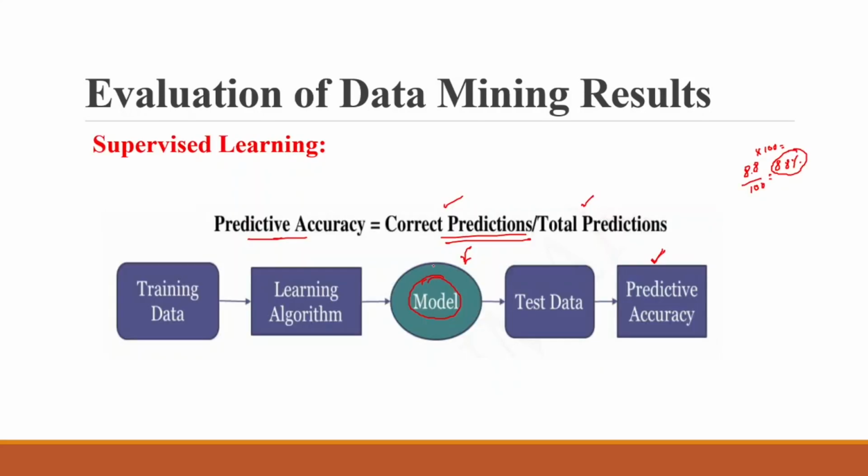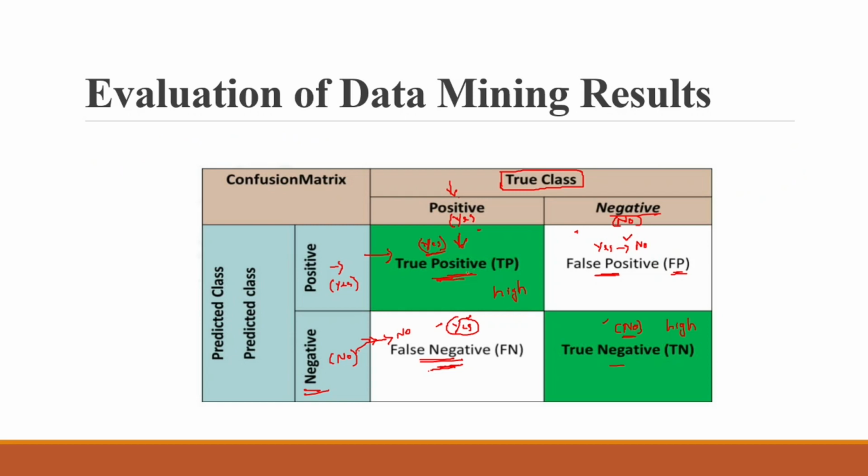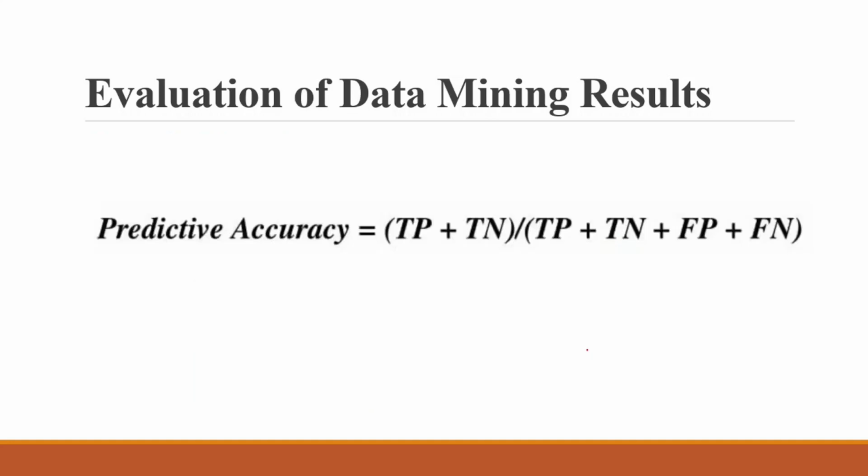So the correct prediction is nothing but true positive and true negative, isn't it? And what is the total prediction? Total prediction is nothing but all these four values: true positive, false positive, false negative, and true negative. So this will be the formula to represent the predictive accuracy, where the data is represented in the form of a confusion matrix.